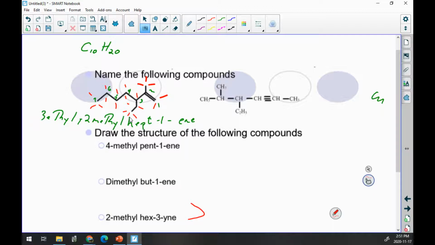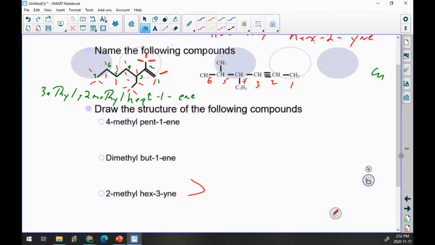This one here is 1, 2, 3, 4, 5, 6 long. So hex, Y-N-E, hexyne. My triple carbon-carbon bond comes off the second. And then we have 4,5-dimethyl to name our branches. Now, okay, we'll do that after this one.